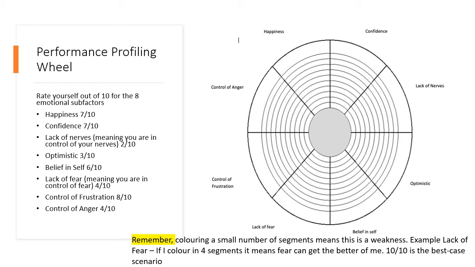Can you now, in your jotters, list each of the sub factors and rate yourself out of 10?